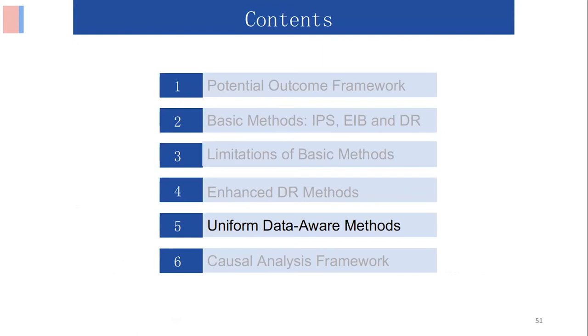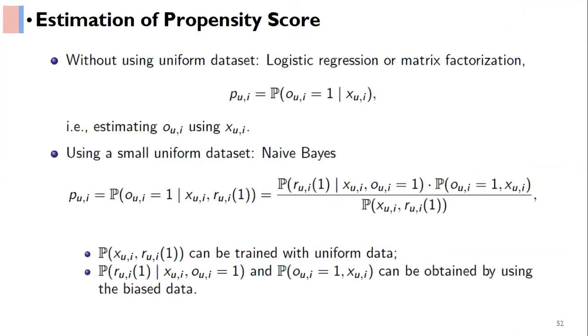Next, we introduce some approaches that use a large biased data set and a small unbiased data set. The observational data, we usually call it biased data, and the uniform data, we usually call it unbiased data. In this case, if we don't have a uniform data set, then the propensity score is often estimated with logistic regression or matrix factorization. That is, we estimate it using x_ui.